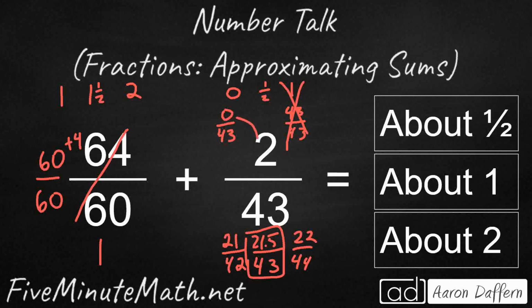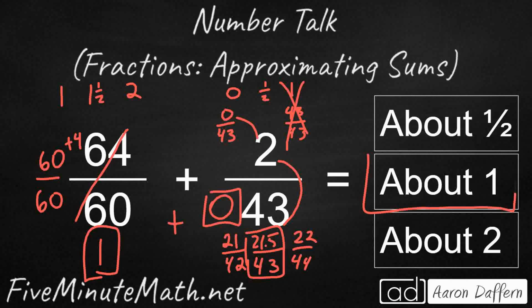Is my 2 closer to 0 or closer to the 21.5? Very much closer to the 0. So really that 2 out of 43 might as well be a 0 if we're looking for approximations. So I've got a 1 plus basically a 0. You add those together and you get about 1.